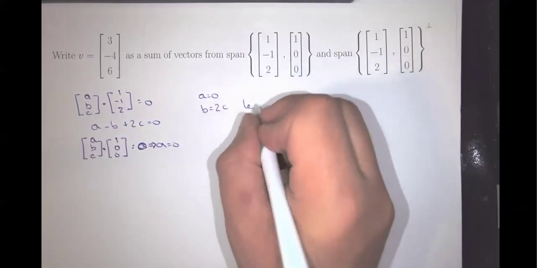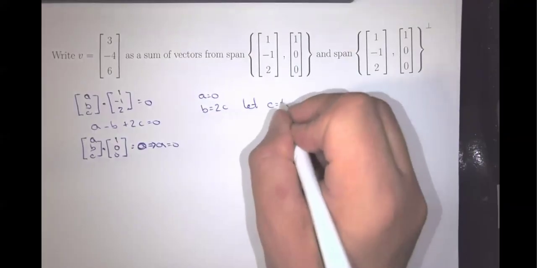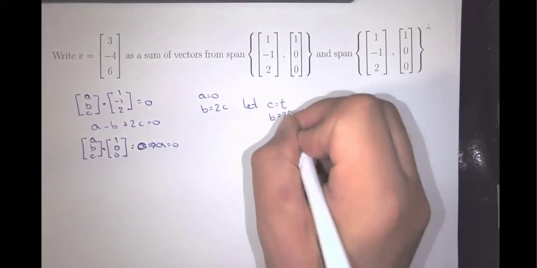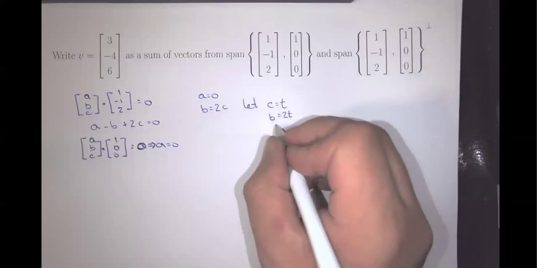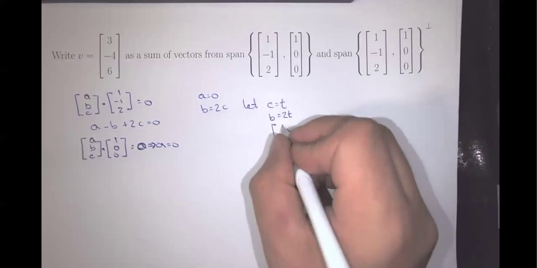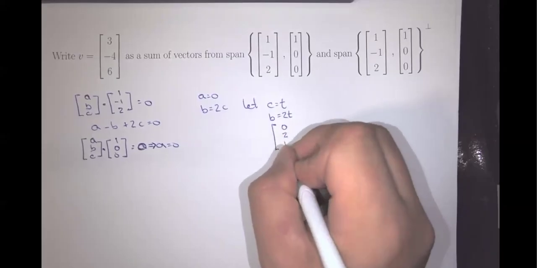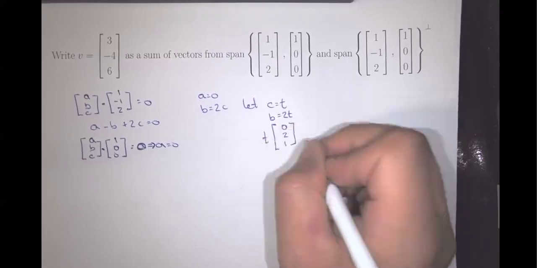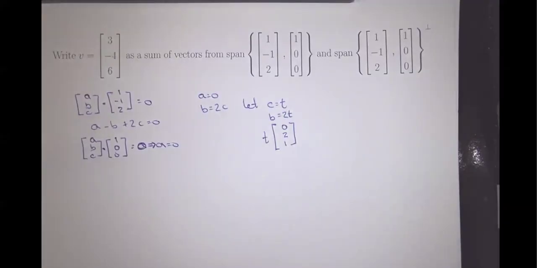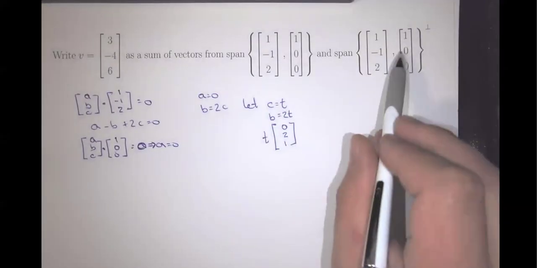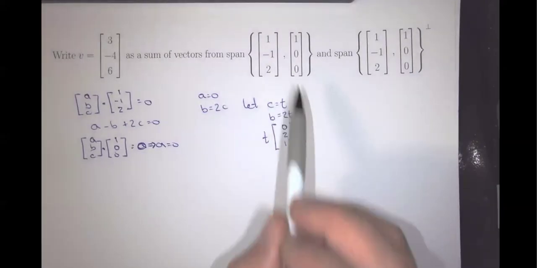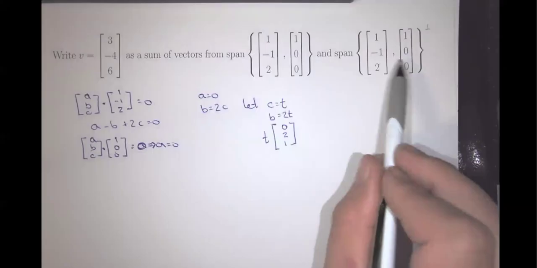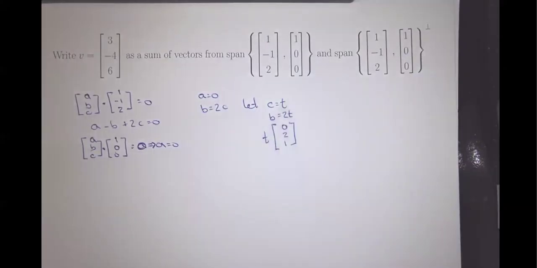So if we let C be parameterized by T, then B is equal to 2T. And so the vector that we're looking at in this orthogonal complement is 0, 2, 1 times T. So that's the vector that sits in this orthogonal complement over here. So this is perpendicular to both of those vectors. It's also the only one there, which makes sense because in 3 space, 3 vectors should do it.